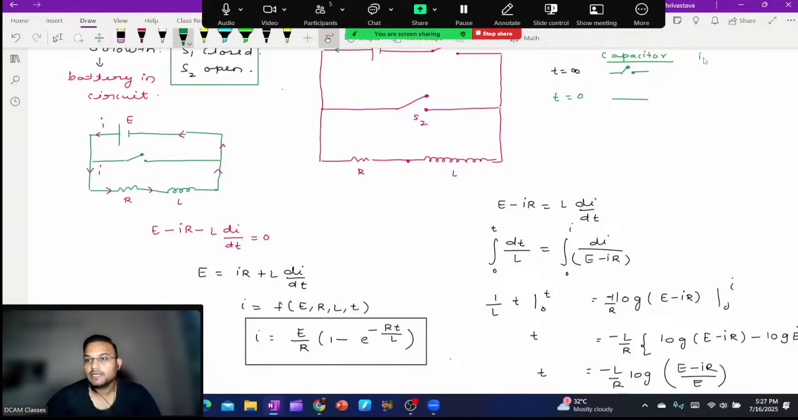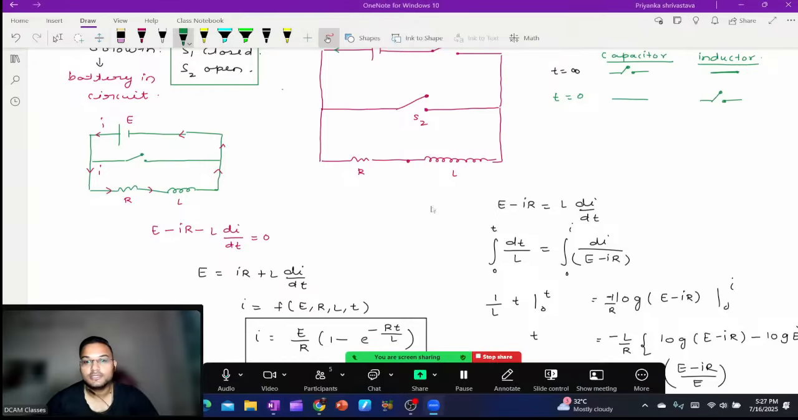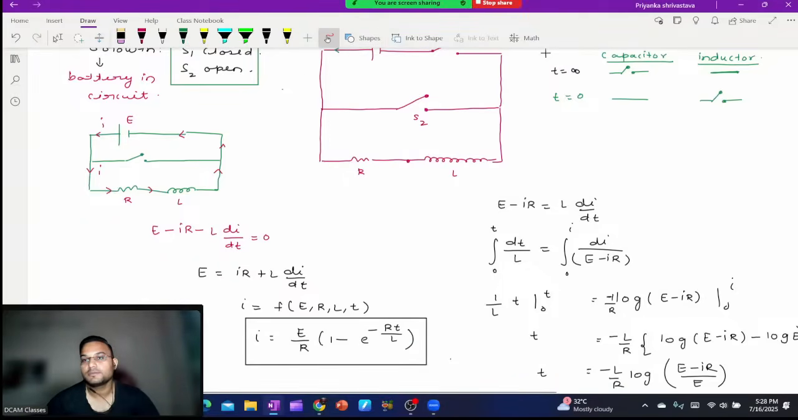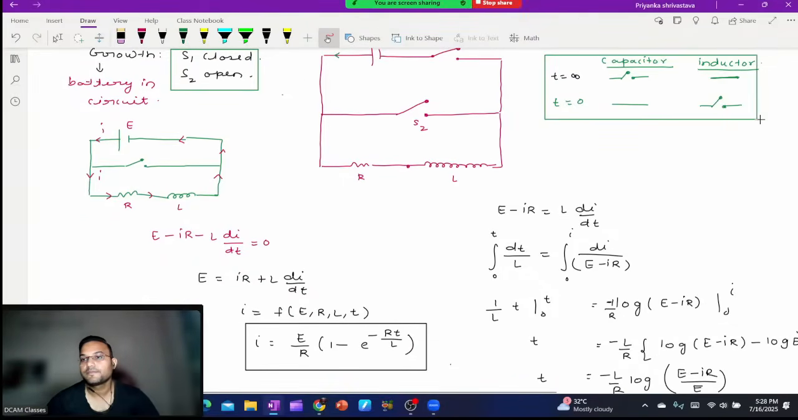Now, in the case of inductor, the case is reversed. At time t equal to infinity, this inductor will act as a conducting wire. At time t equal to 0, it will act as an open wire. Okay, remember this thing. Only this concept alone is actually used for solving many different kinds of problems. It's very important.